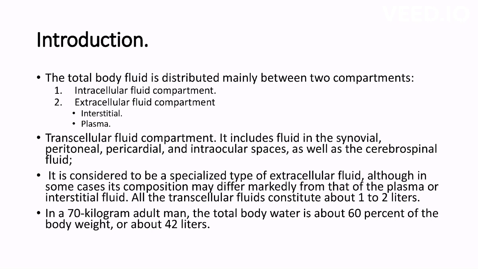In a 70-kilogram adult man, the total body water is about 60% of the body weight, or about 42 liters. So this estimation has been taken for a 70-kilogram man because the content of water may differ from person to person.